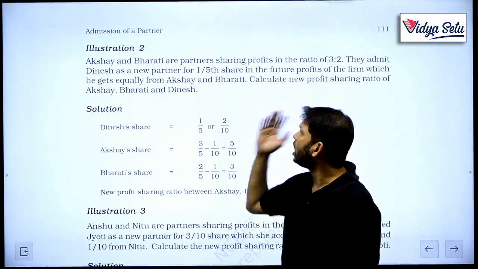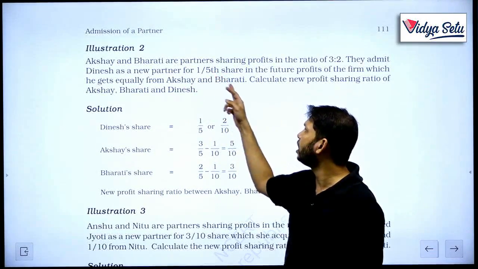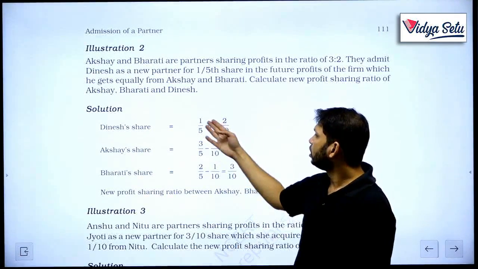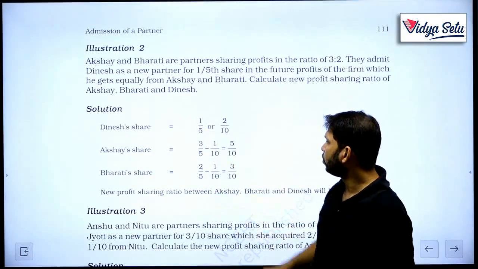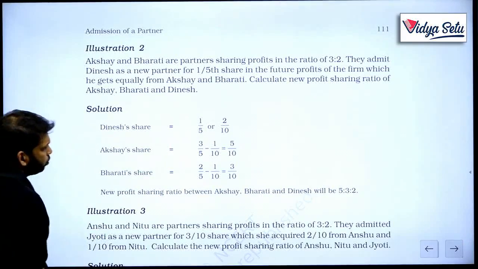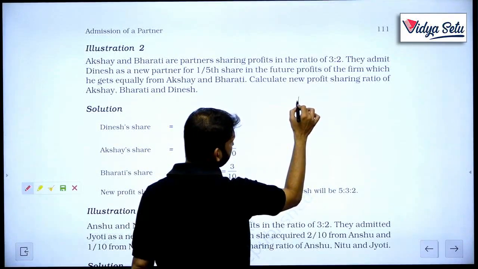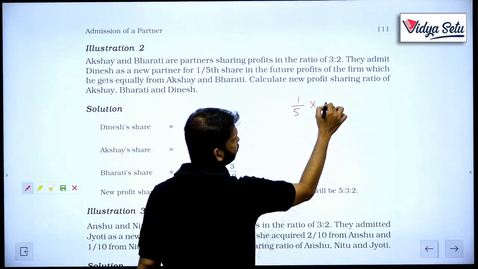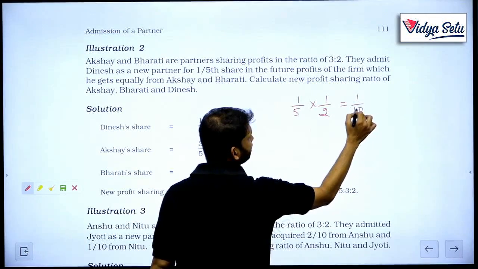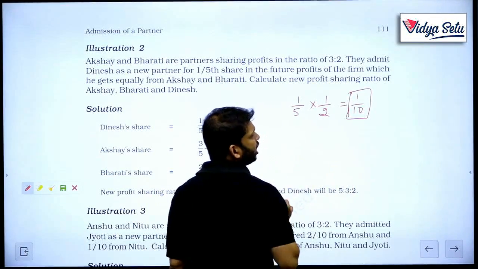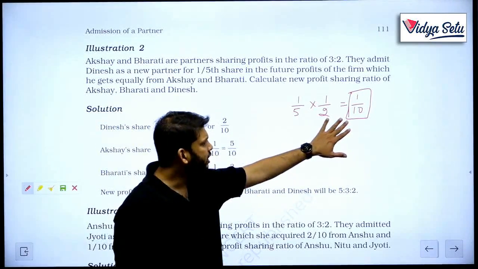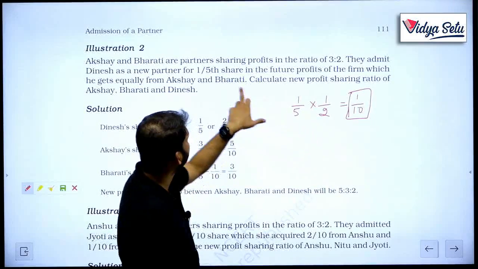So, half of 1/5 is from Akshay and half of 1/5 from Bharti. What is half of 1/5? Dinesh's share is 1 upon 5. First we need to find out what half of 1/5 is. 1 upon 5 halved, divided by 2, is multiplied by 1 upon 2. That comes to 1 upon 10. That means 1 upon 10 is half of 1/5. So 1 upon 10 he'll take from Akshay, 1 upon 10 he'll take from Bharti.